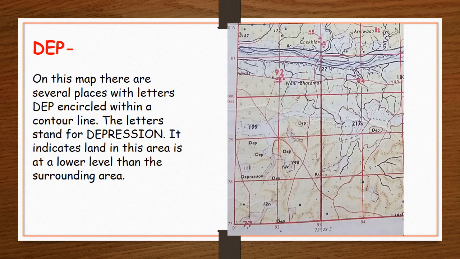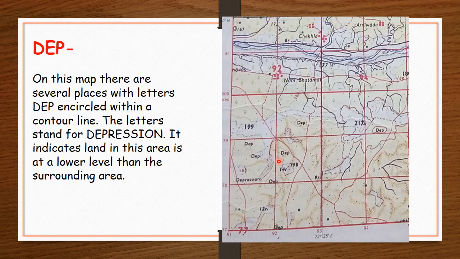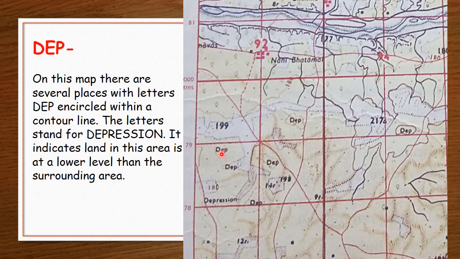What is DEP? DEP is the abbreviation used for depression, and it is always clearly mentioned on the topo sheet. On this map there are several places with the letters DEP encircled within a contour line, and as I told you, this stands for the natural feature, depression. Depression indicates land in this area that is always at a lower level than the surrounding area. So on this map, you can find the DEP: 1, 2, 3, 4, 5, and there are many places where we find depressions on this extract.